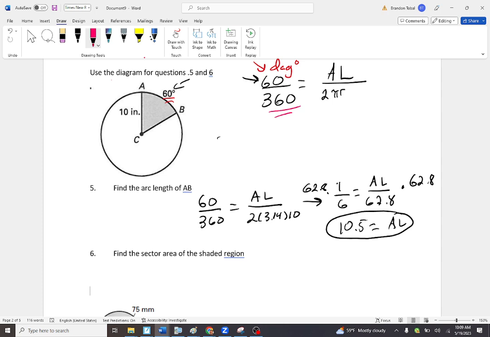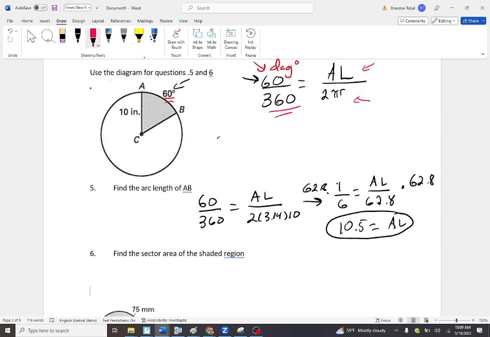Then over here is arc length. I don't know what that is, so I left it as AL. On your test, I'm not going to give you the reverse question. I'm just going to give you find arc length and find sector. And then this one over here is 2 pi r. 2 pi r is what formula again? It's the circumference, which is the whole circle edge.